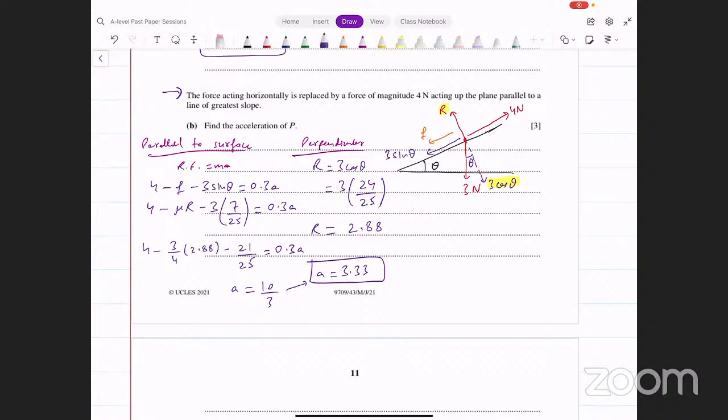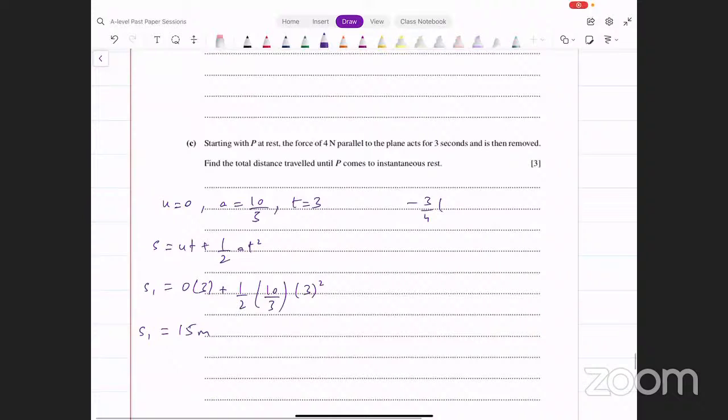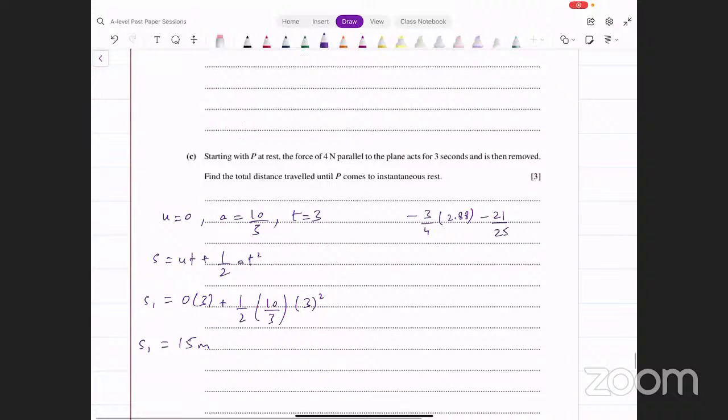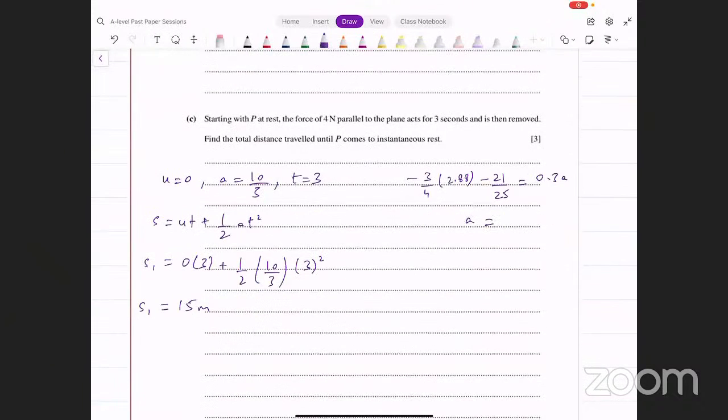अब क्या करें उसके लिए? देखिए सारी वर्किंग यहाँ तक तो वही है, कुछ भी नया नहीं है. इस पॉइंट पे जाके हम क्या करते हैं, 4 को रिमूव कर दें और सिर्फ इतना पार्ट यूज कर लें. ओके, 4 खत्म हुआ है ना, बाकी सब कुछ तो वही है. So let me just write that down here. I've got minus 3/4 into 2.88 minus 21/25. That equals 0.3 times acceleration. यहाँ से मेरे पास acceleration आ जाएगी next part के लिए. वो देख लें क्या आती है. Minus 3/4 into 2.88 minus 21/25 divided by 0.3.